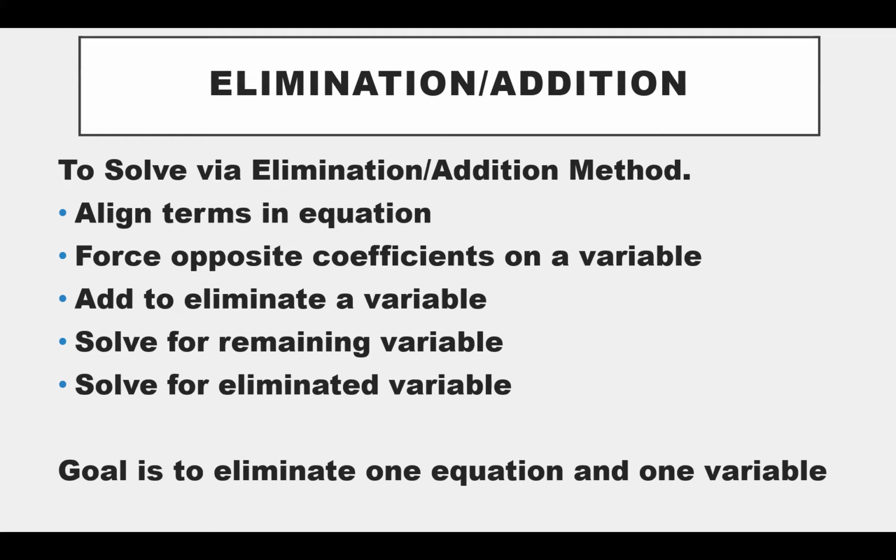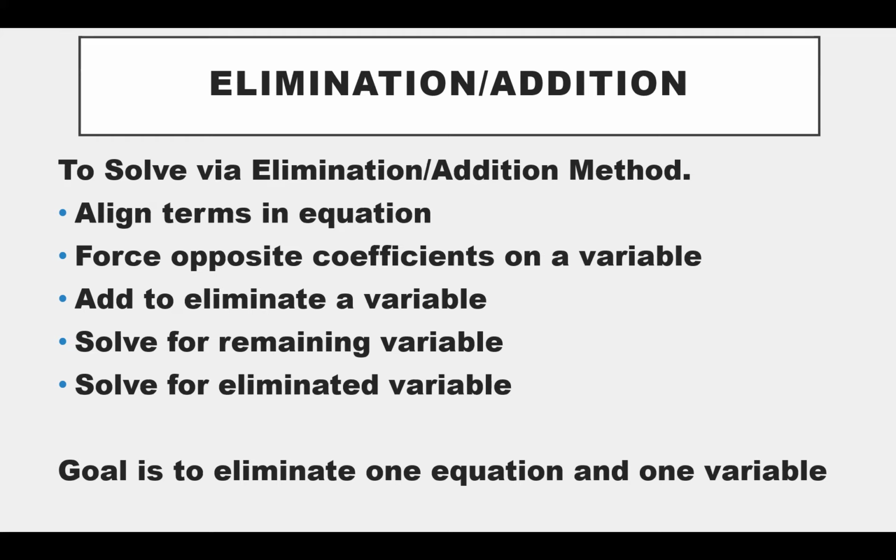The first algebraic method that we're going to look at is the addition method or the elimination method. Some books call this the elimination method. Some books call this the addition method. Basically, what we're going to do is align all the terms in the equations, so align terms in one equation with the other. And then we force opposite coefficients on one of the variables. Once we do that, we can add the two equations together, which will eliminate a variable.